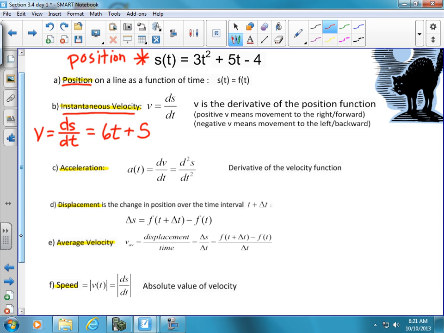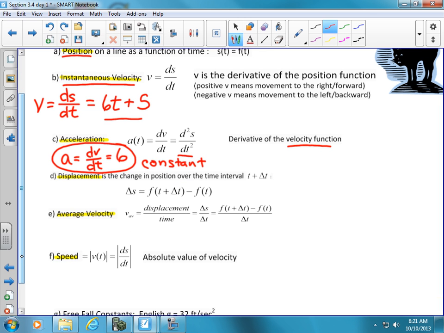Acceleration is the derivative of the velocity function. So we take the derivative of our velocity. It's also the second derivative of our position, and that would just be equal to 6. So acceleration is a constant. Just so that you know, acceleration in this function is a constant.